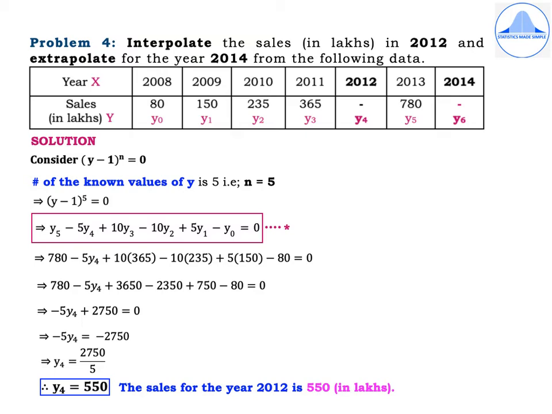Solution. Consider (Y minus 1) to the power n equal to 0. The number of known values of Y now is 5, that is n equal to 5. So which implies (Y minus 1) to the power 5 is equal to 0.